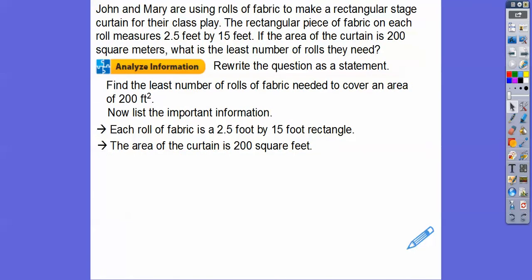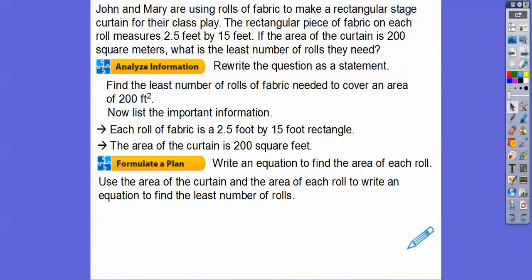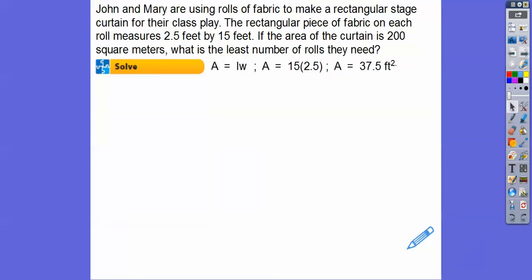Okay, let me slide that up. All right, so write an equation for the area of each roll. It's a rectangle, so the area of each roll is going to be length times width. So we're going to do 2.5 times 15, or 15 times 2.5. So 15 times 2 is 30. 15 times 0.5 is half of 15, or 7.5. So 30 plus 7.5 is 37.5. Anyways, that's what one roll is.